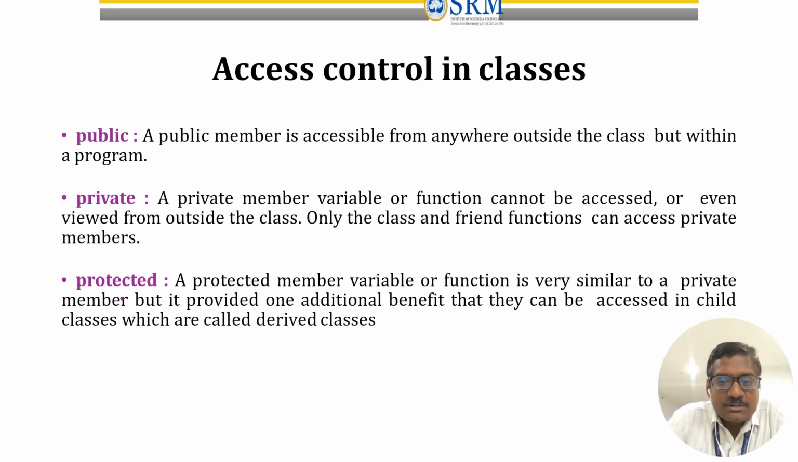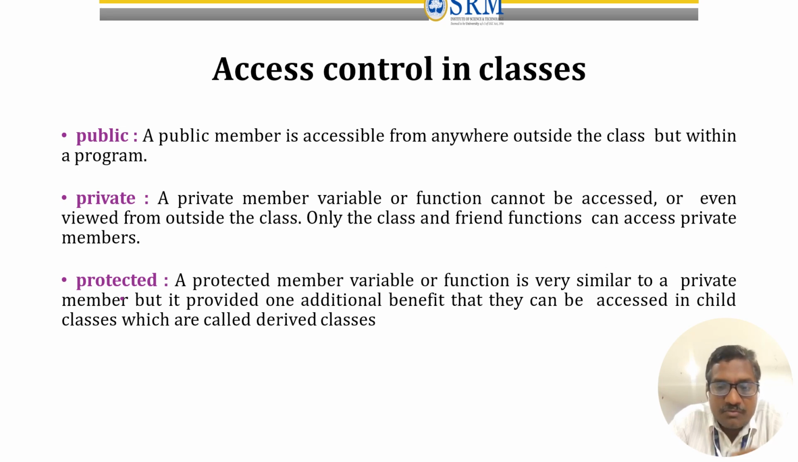What are the three keywords? Private, protected, and public. These are the three keywords which are available to protect our data. So, access control. If you give private to a data member, the data member cannot be accessed outside. Within that block, it can be accessed. Outside of the block, it cannot be accessed. That is the wonder of giving the private access specifier.